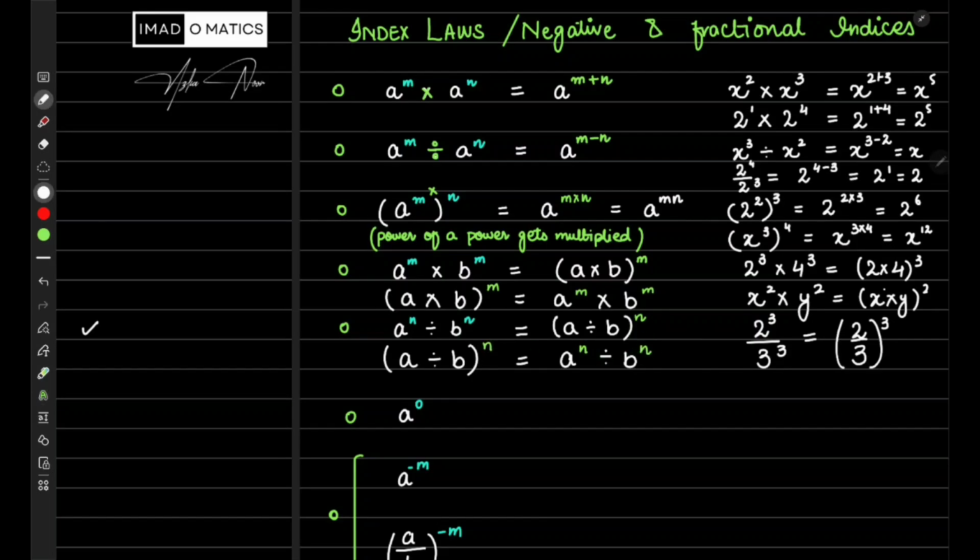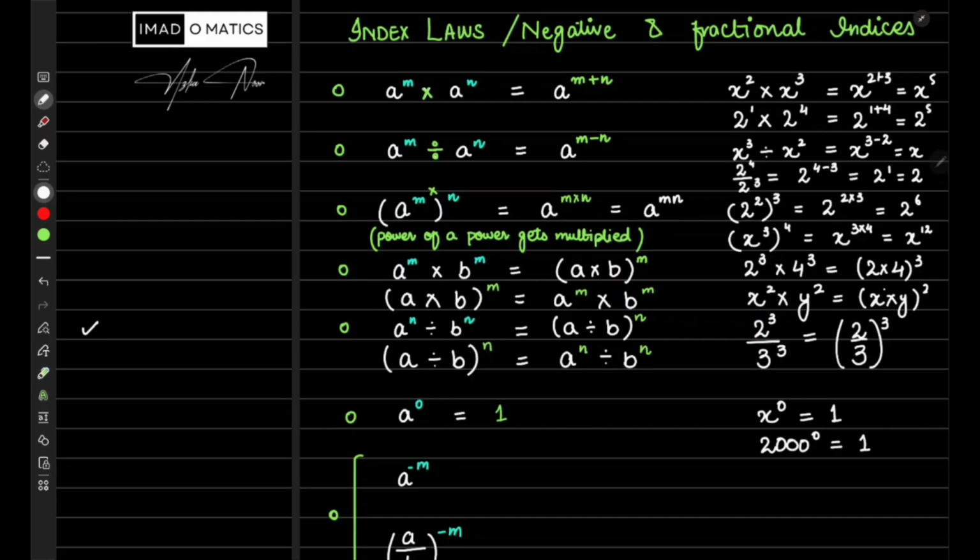Like this. Okay, now let's move on to our next law. The next law of index is, if you have anything to the power 0, let's say your base is any number, anything to the power 0 is always 1. Even x to the power 0 is 1. Even if you have 2000 or 200,000 to the power 0, if the power is 0, that gives you 1. So anything to the power 0 equals 1.